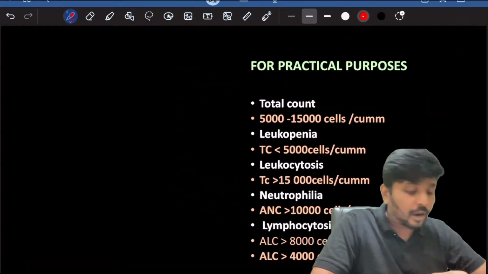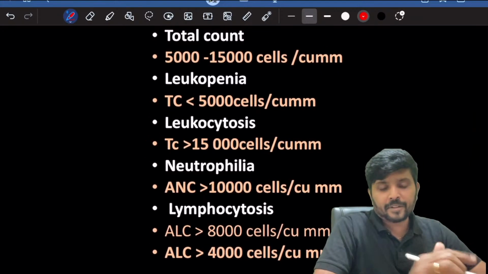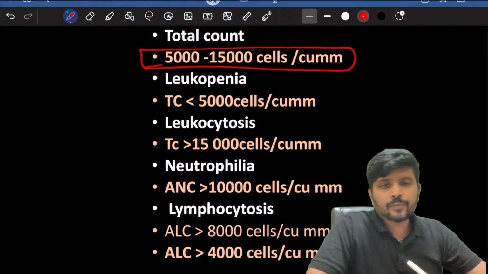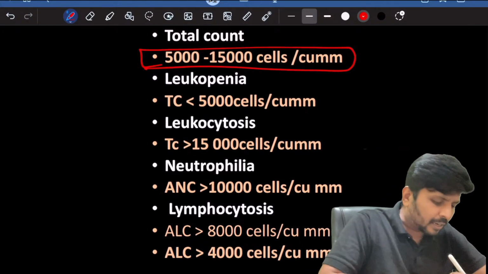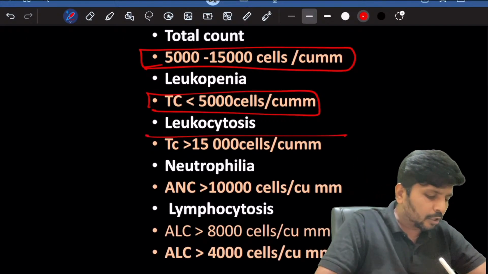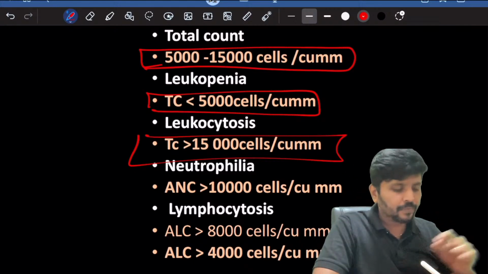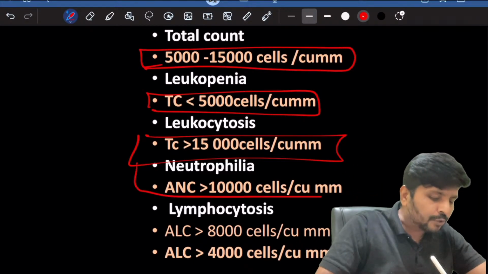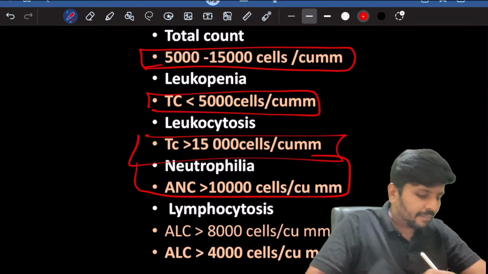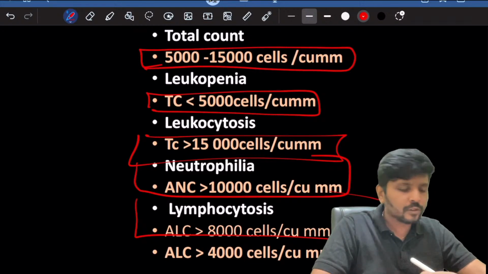I repeat, for all practical purposes, this is very, very important. In pediatrics, the normal total count is 5,000 to 15,000. When the total count is less than 5,000, you will call it leukopenia. When the total count is more than 15,000, you will call it leukocytosis. In that, if the absolute neutrophil count is more than 10,000, you will call it neutrophilia. And when your lymphocyte count is more than 8,000, you will call it absolute lymphocytosis.